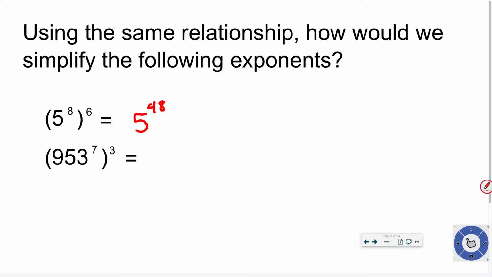Now, breaking out 5 to the 8th is just going to take a long time. If you see this and can make the connection that what you're doing is just multiplying what's inside there 6 times, you can jump to that rule. 8 times 6 gives you 48. How about the bottom one, 953 to the 7th raised to the 3rd? 953 to the 21st power, exactly. Good.